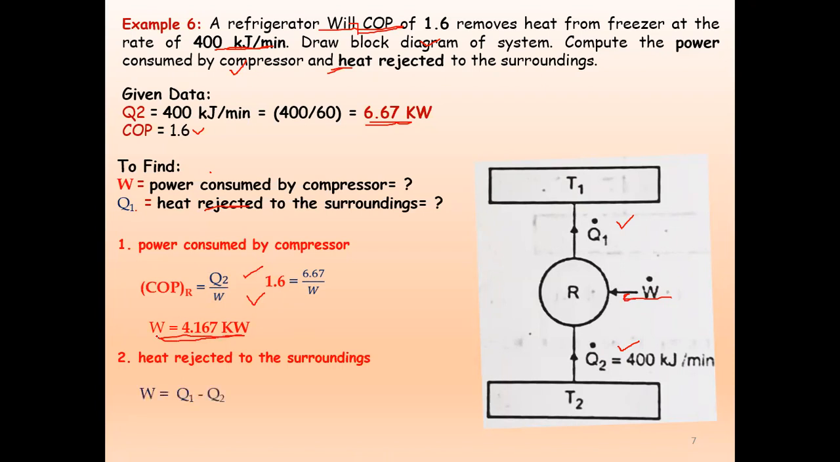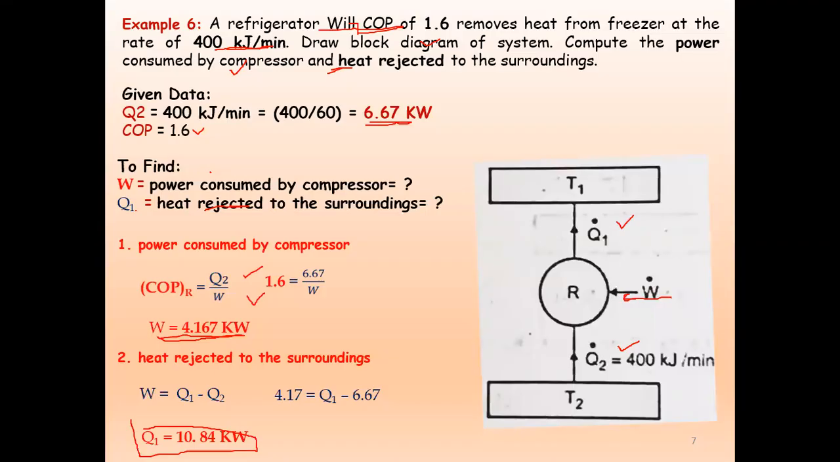Now we have to find out the heat rejected to the surrounding. W is equal to Q1 minus Q2. So 4.17 is equal to Q1 minus 6.67. So Q1 is equal to 4.17 plus 6.67, that is nothing but 10.84 kilowatt. So this is the amount of heat rejected to the surrounding.